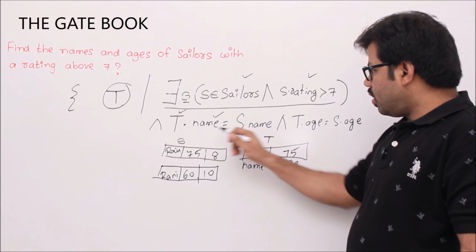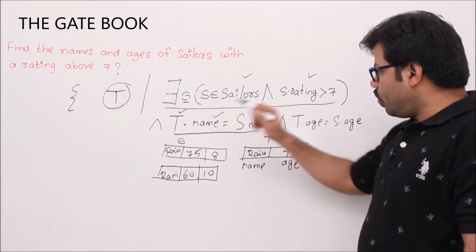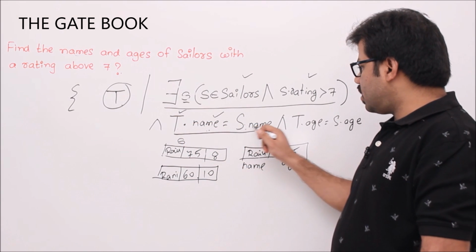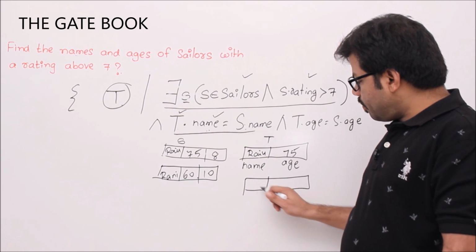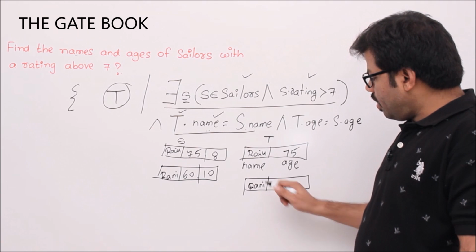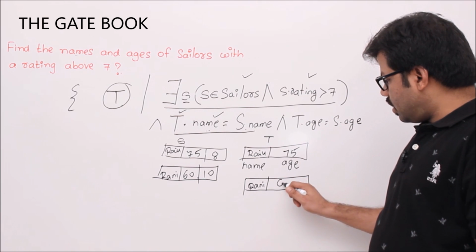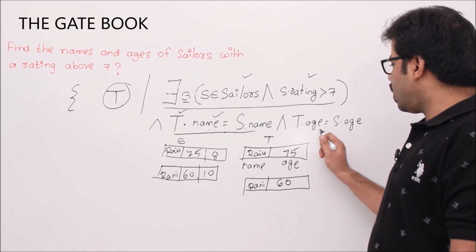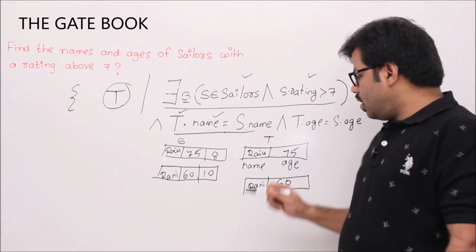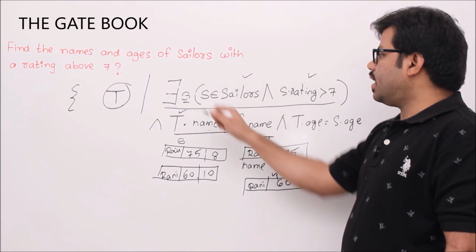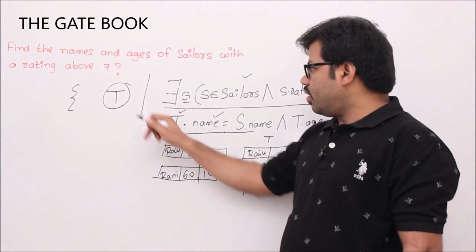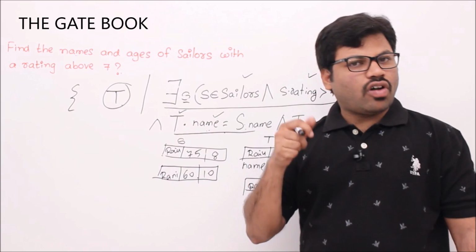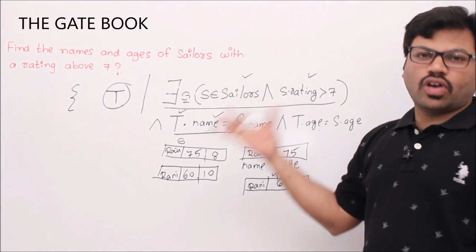Then if your tuple t.name equals s.name, there is again another tuple t whose name equals Rani. Okay. Now whose age is, let's say, 60. Then automatically these two conditions also will become true. Then this tuple also will satisfy this entire formula. So that tuple also will be printed. That's why though we are writing just t, it's a collection of all such tuples which satisfy this formula.